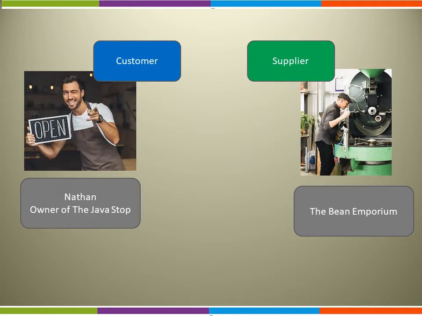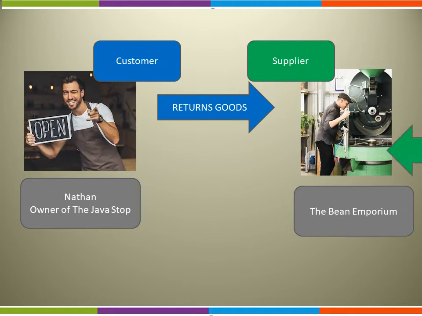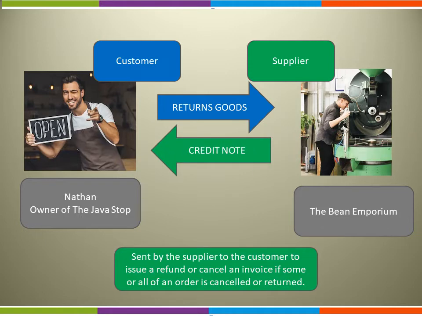If, for any reason, the customer has made a mistake in their order or is not entirely satisfied with the goods or service received, they may return some of the goods to the supplier. If this happens, the supplier will issue a credit note. This is sent by the supplier to the customer to issue a refund or cancel an invoice if some or all of an order is cancelled or returned.